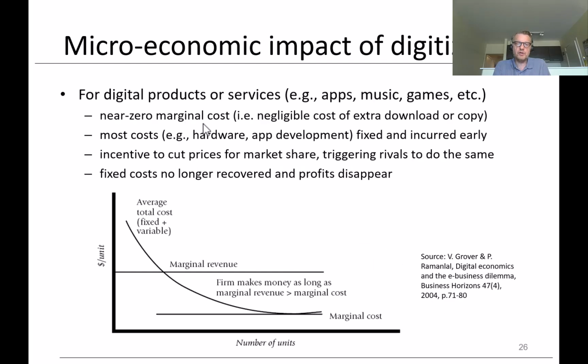How did digital products or services like apps, music, and games change this? Well, we have near zero marginal costs, because for Spotify, there's a very negligible cost of an extra download or copy. For a game or an app, it's a negligible cost, it's just an extra download or copy. If somebody downloads a new app or purchases your app, it's not like you have to build a new kind of factory. It doesn't work like that. It's just an extra download and you're earning money. So you have near zero marginal costs.